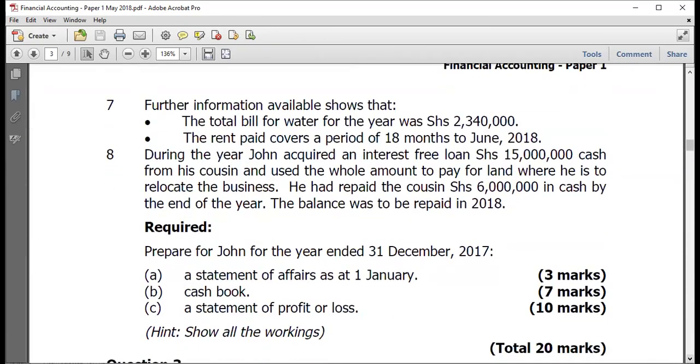So a question like this, this is question two, just for us to look down and understand what is required. This question is requiring us to draw up, one, a statement of affairs as at 1st January, a cash book, a statement of P&L, okay? And the hint is show all workings. So the examiner will always be looking out for our workings, which we need to make sure that we show.